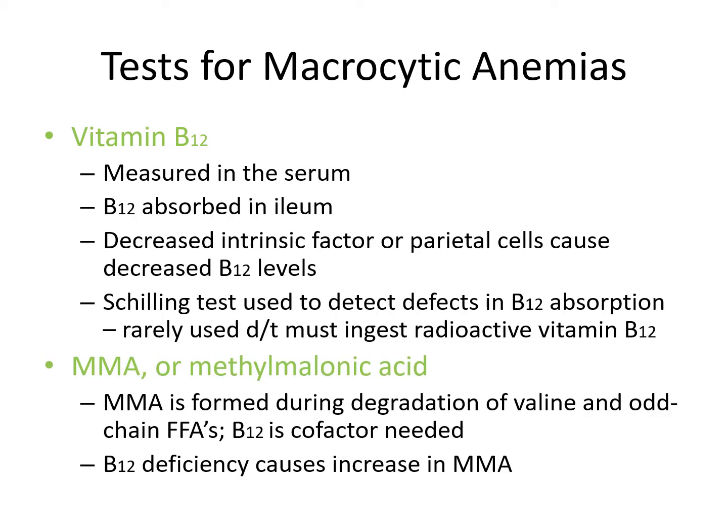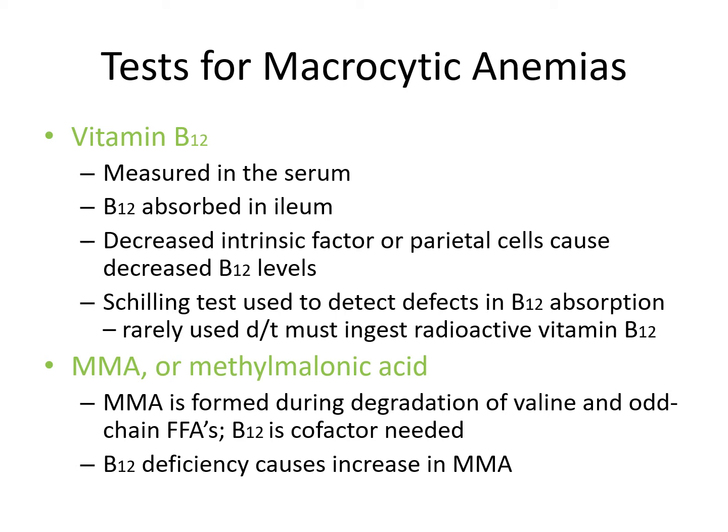Looking at B12 deficiency, this is measured in the serum. B12 is absorbed in the terminal ileum, so the end of the ileum. Decreased intrinsic factor or parietal cells often cause decreased B12 levels. And we use the Schilling test to detect defects in B12 absorption, but this is rarely used because it requires a radioactive form of B12.